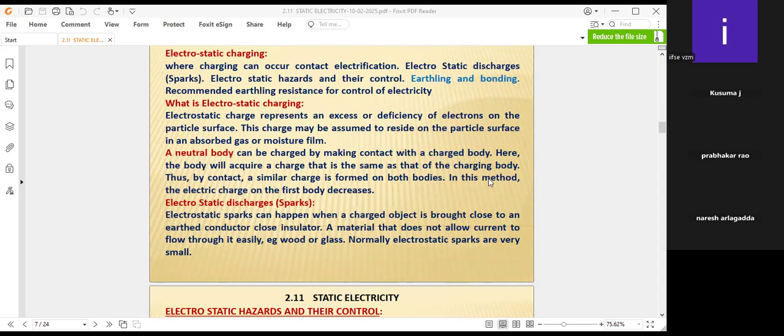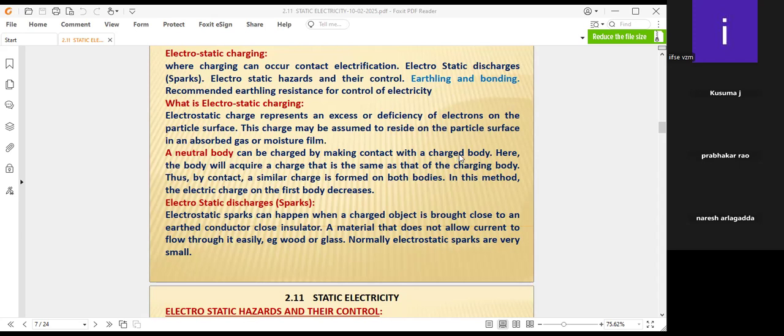In this method, the electric charge on the first body is decreased. See, for example, the charged body transfers charge to the next neutral body. Definitely the neutral body becomes charged also. At that time, the first charged body has less electric charge because it has been transferred to the other body.